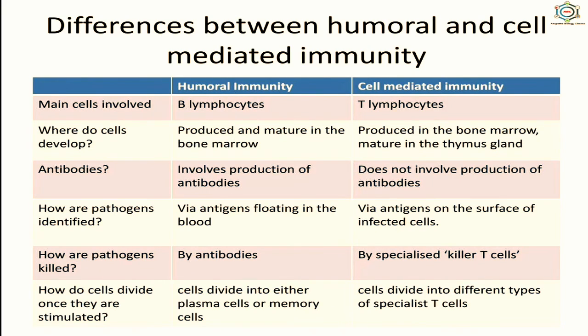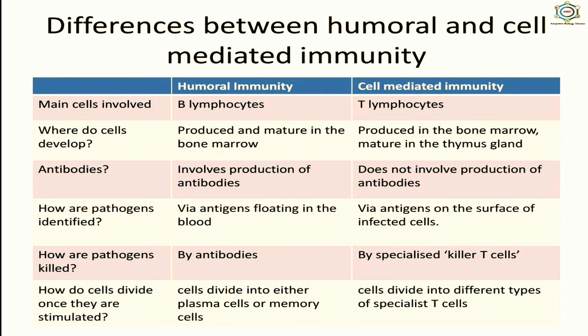What about antibodies? In case of humoral immunity, involve production of antibodies, while in case of cell-mediated immunity, does not involve production of antibodies. According to how are pathogens identified? In case of humoral immunity, via antigens floating in the blood, while in case of cell-mediated immunity, via antigens on the surface of the infected cells. How are pathogens killed? In case of humoral immunity, by antibodies, and in cell-mediated immunity, by specialized killer T cells.